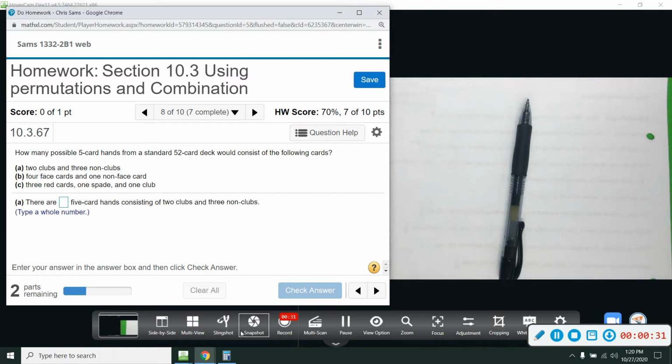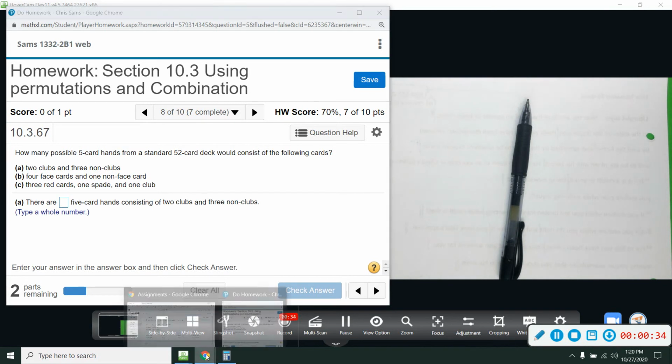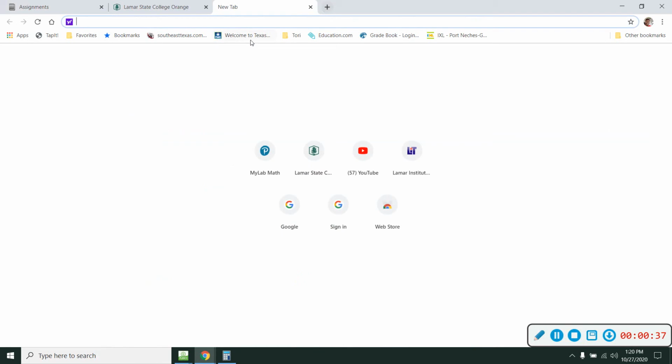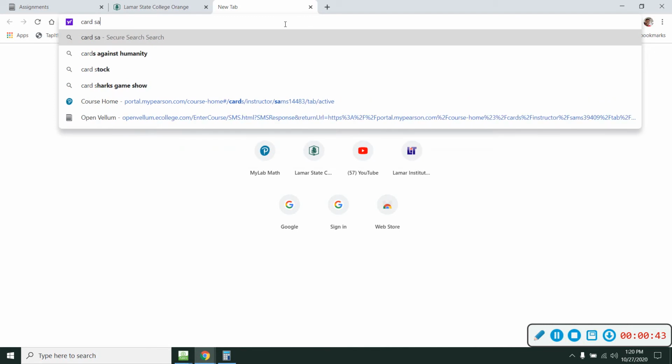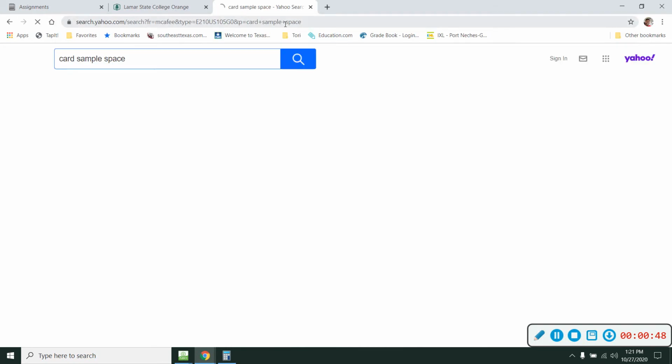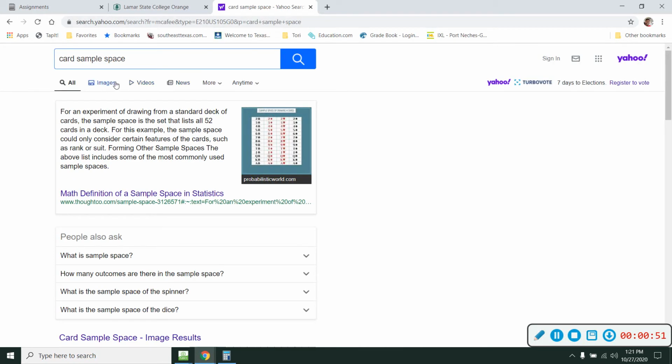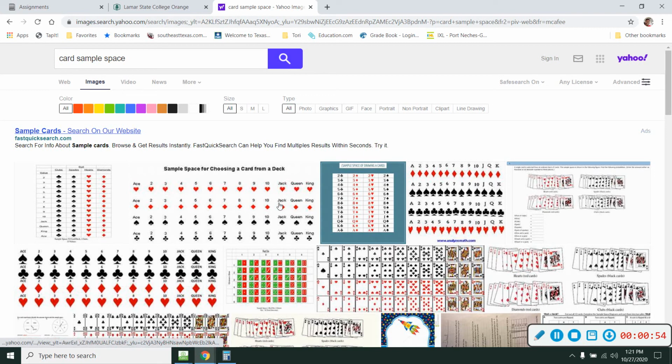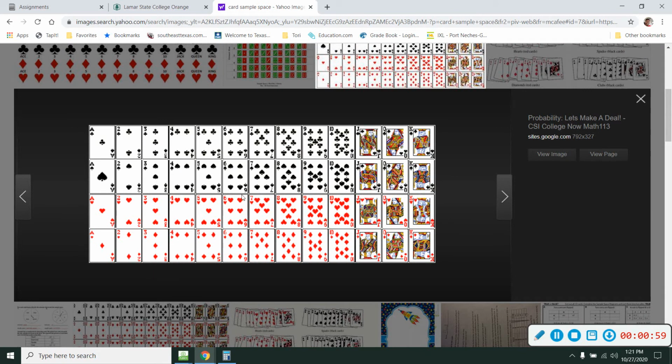Let me see if I can pull up an example of playing cards for those who don't play cards, so you can kind of see where I'm coming from. Let's say card sample space. This one looks good. Okay, so when it comes to playing cards, there are 4 suits. There's clubs, spades, hearts, and diamonds. And there are 13 of each.